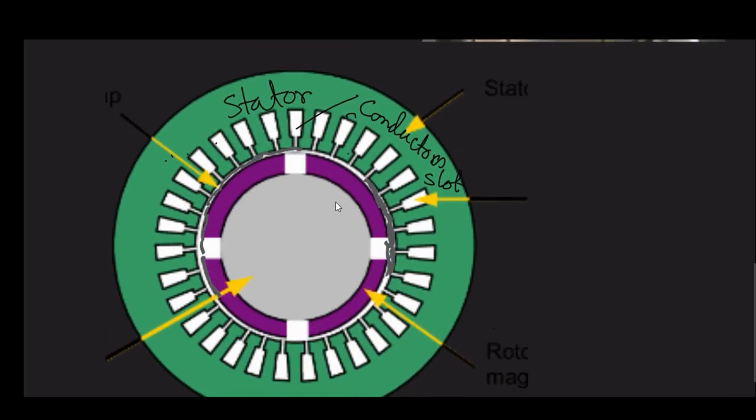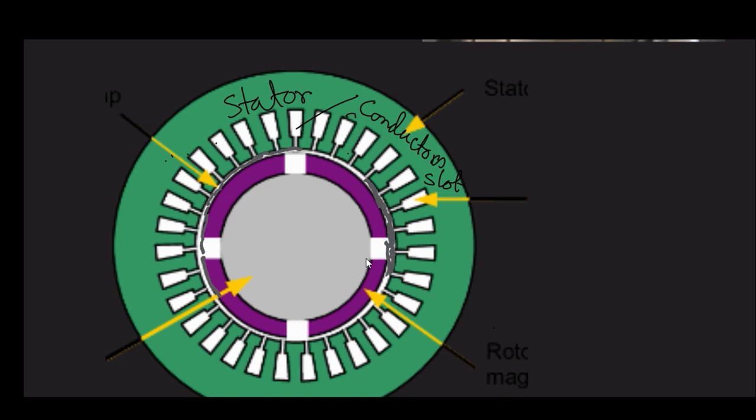Obviously you can see here the number of slots present, it's a very large number of slots, and you can figure out that for a four pole machine the total angle is 4 by 2 into 360 degree, that is 720 degree. So here the number of slots is, I have not counted the slots, but I think it's very large, about 36 or 40. So you can figure out that there are a very large number of slots, and the inter slot angle is very, very small.